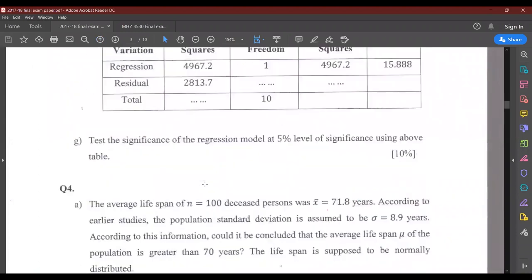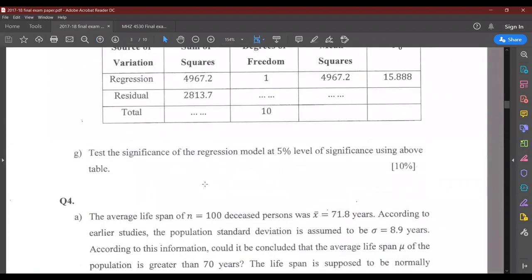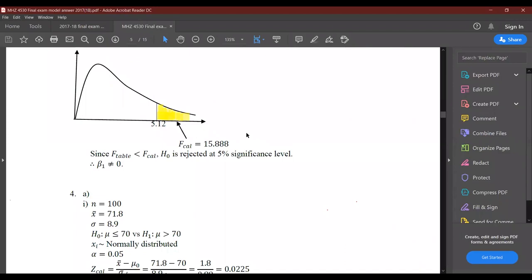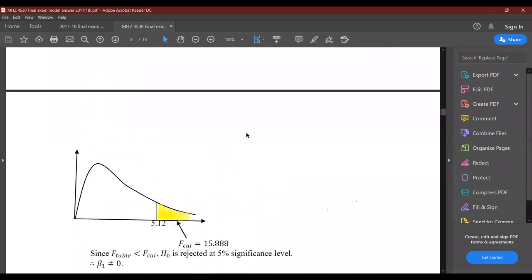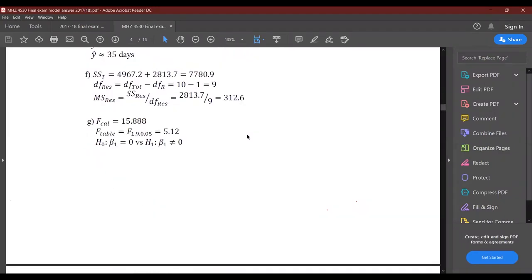So if we move here again, to test the significance of the regression model at 5% level of significance using the above table, they are asking us to check the significance. For this part, we need to do a small check. We need to find the F value. The F value is written in this format: F 1, 9.